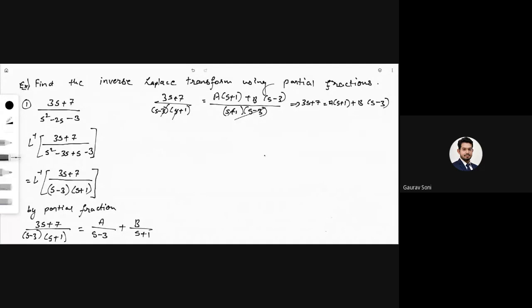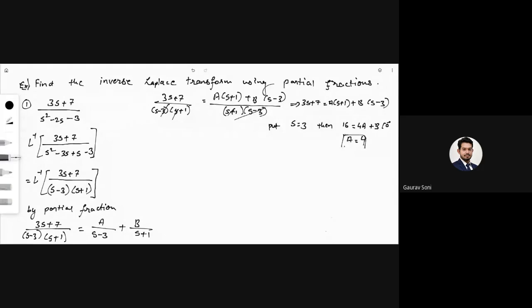Now I will put the value of s in such a manner that one of the brackets becomes 0. If I put s equal to 3, then 3 into 3 is 9, 9 plus 7 is 16, which is equal to (3 plus 1), which is 4A, plus B into 0. So A is equal to 4.